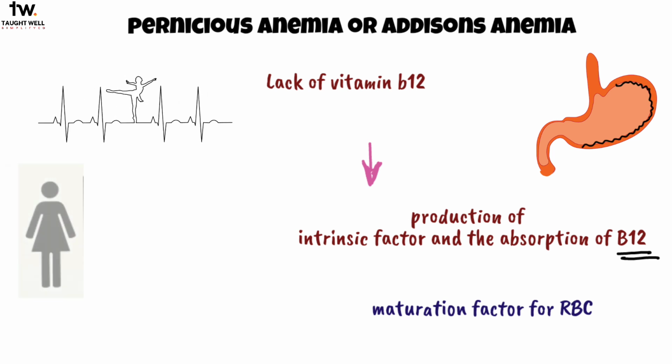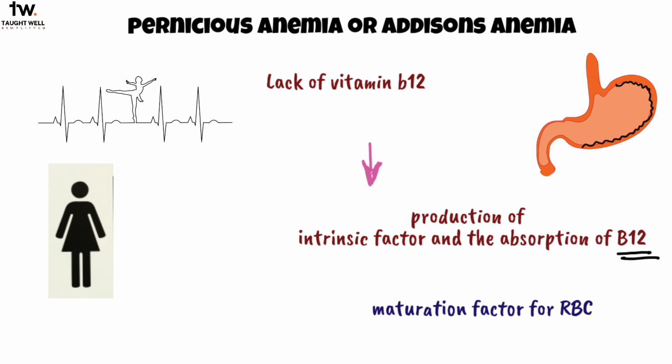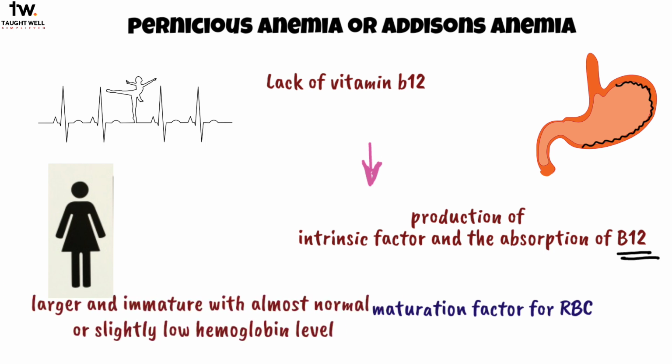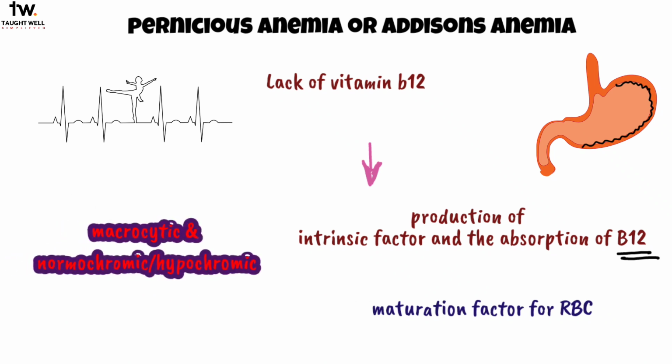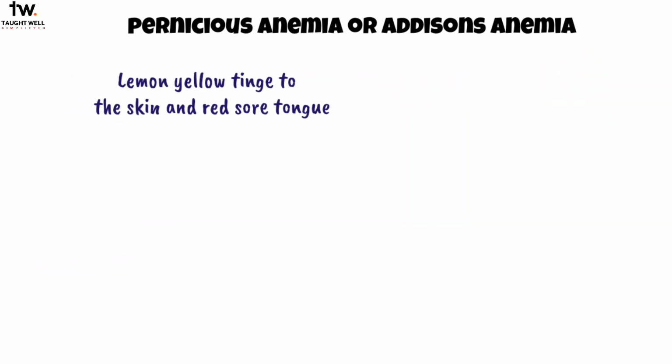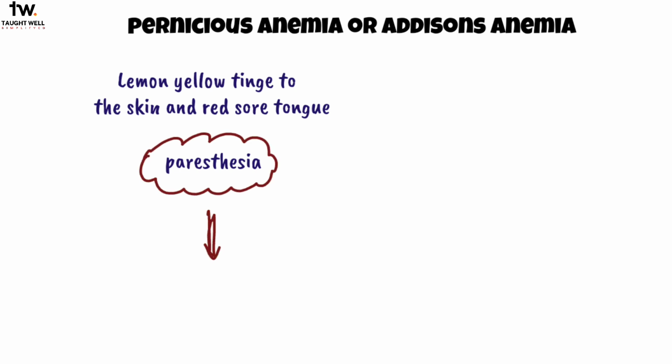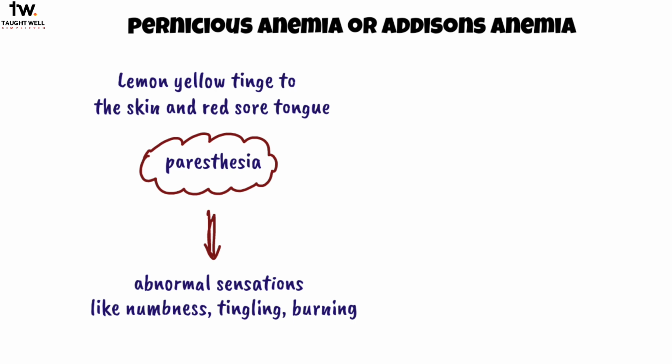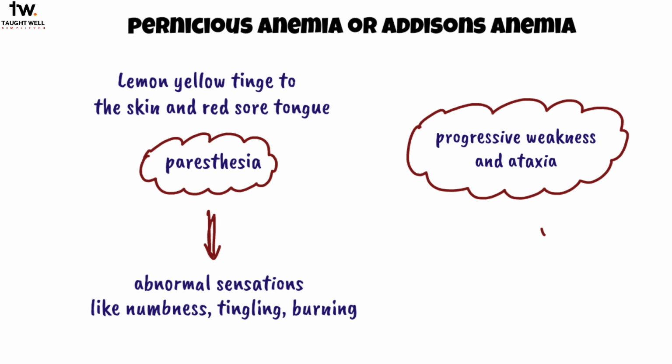Pernicious anemia is more common in females than males. RBCs are larger and immature with almost normal or slightly low hemoglobin level. So, the cells are macrocytic and normochromic or hypochromic. In a patient with this type of anemia, you can see a lemon yellow tinge to the skin and red sore tongue. In extreme conditions, the patient may have neurological disorders such as paresthesia, that is abnormal sensations like numbness, tingling, burning, etc. Progressive weakness, and ataxia, which means muscular incoordination.